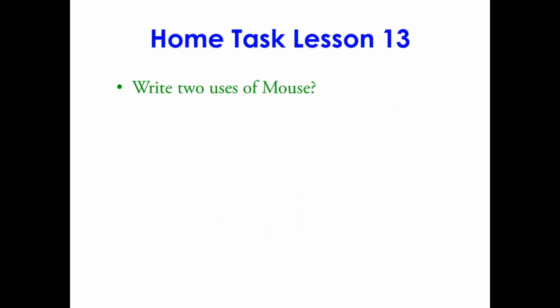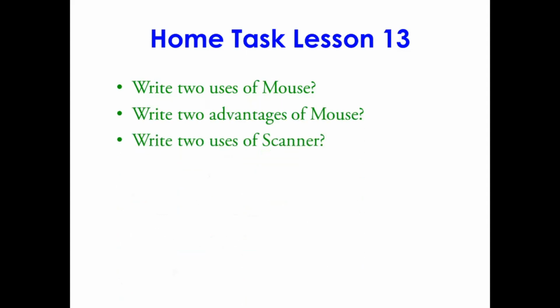Here is your home task. You have to write 2 uses of mouse, write 2 advantages of mouse, and you have to write 2 uses of scanner and 2 advantages of scanner. The home task is easy: write it on a page, take a picture and send it on my WhatsApp.